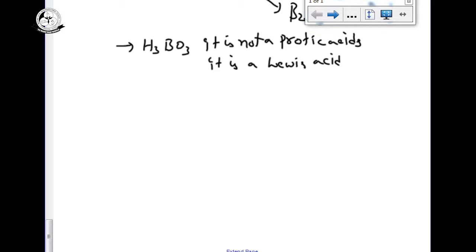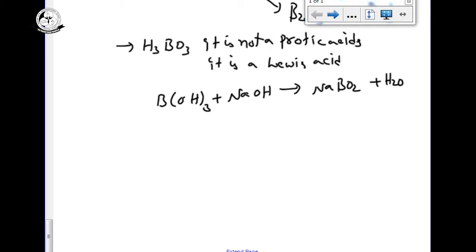Since it is a Lewis acid, I am going to give the reaction with a base. We know the reaction of acids and bases together gives salt and water: sodium metaborate, NaBO2, and water. Otherwise we can write it like this also, sodium B(OH)4. So orthoboric acid is a very weak acid.